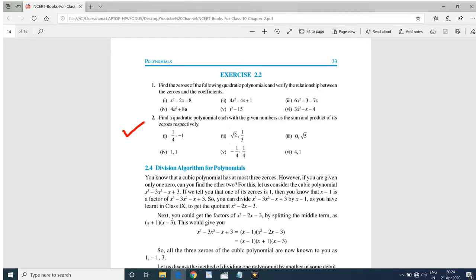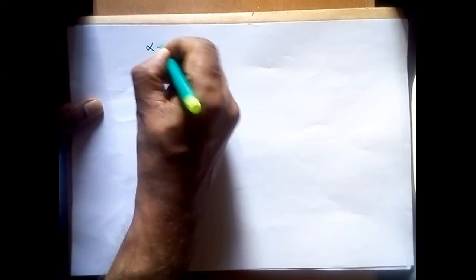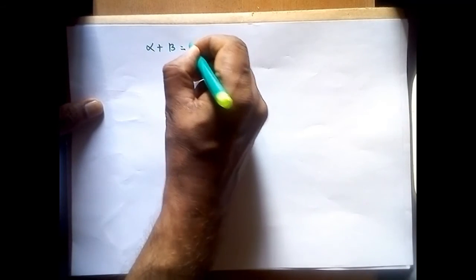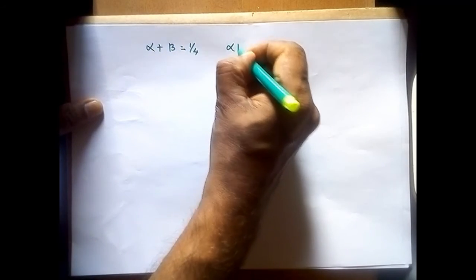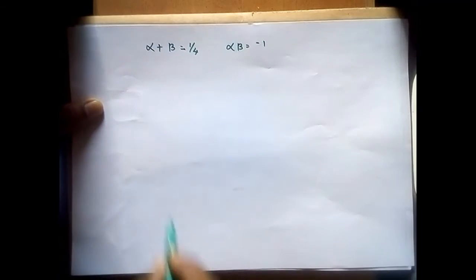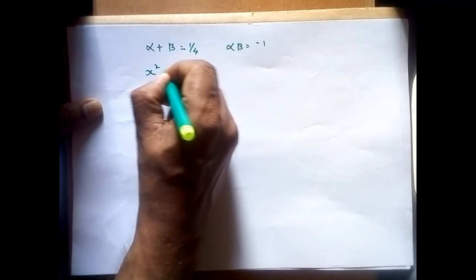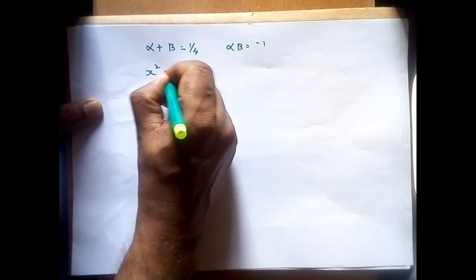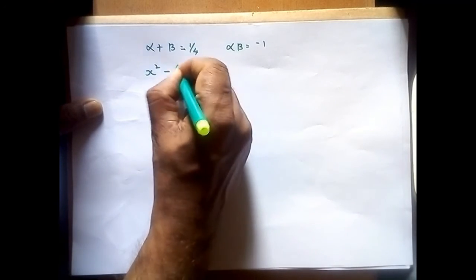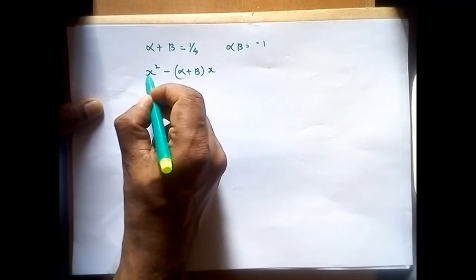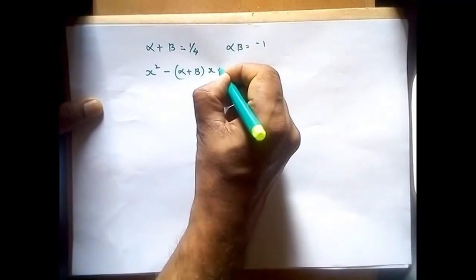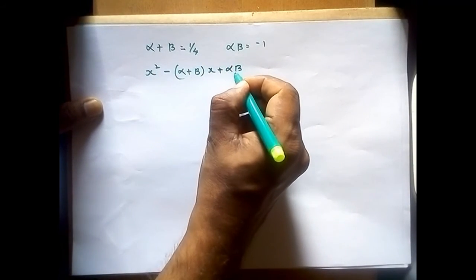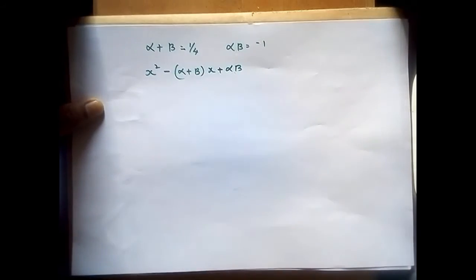Okay, now we are going to the second question. Find a quadratic polynomial each with the given numbers as the sum and product of its zeros respectively. So it is given that the sum of the roots is equal to 1 by 4 and the product of the roots is equal to minus 1. We know that when the sum of the roots is given, x square minus alpha plus beta into x, so that minus b by a will be the sum of the roots, plus alpha beta, so that c by a is equal to the product of roots. So this is the equation.